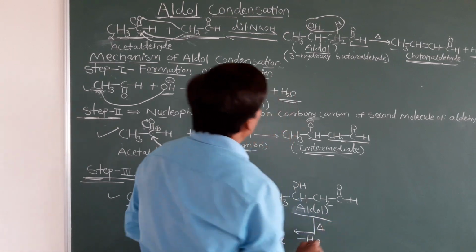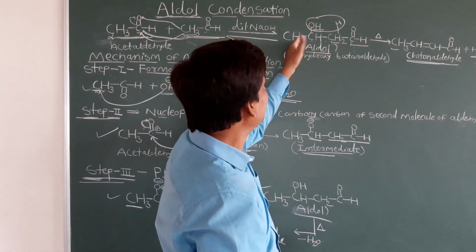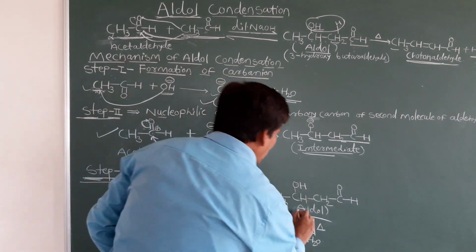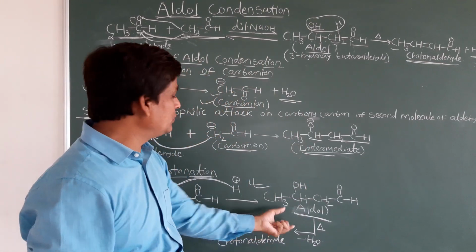This is what aldol is. So already in the main reaction aldol is obtained, and we directly write this reaction, but in the mechanism we get it like this. Okay, so are all of you clear how we get this aldol? So in 3 steps we get this aldol.